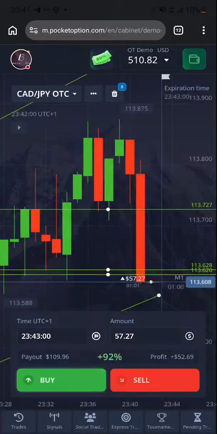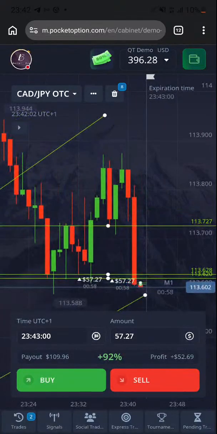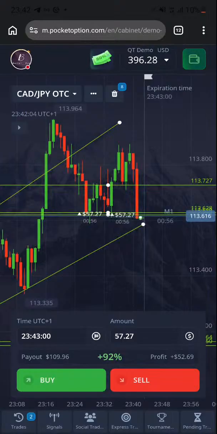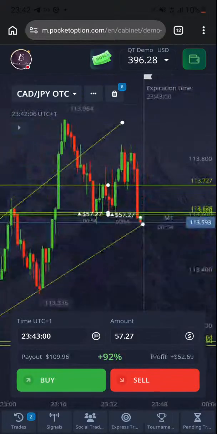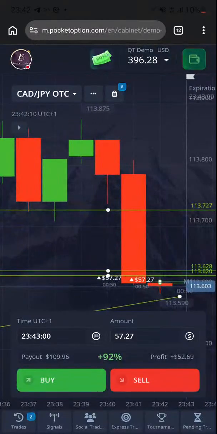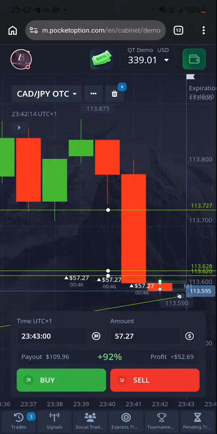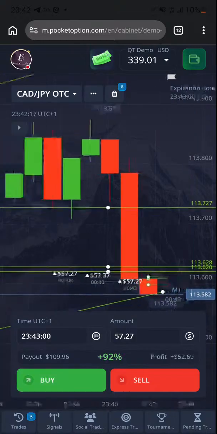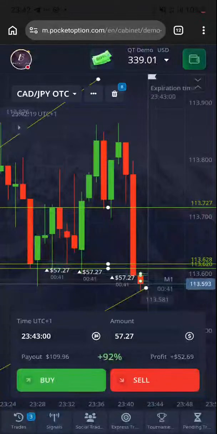I'm taking this trade wholeheartedly. Let me see if there's a round number. Okay, there's a round number down here. I should have waited for this round number. Let me take one more down here. I'm expecting a green candle. Let's see how it goes.